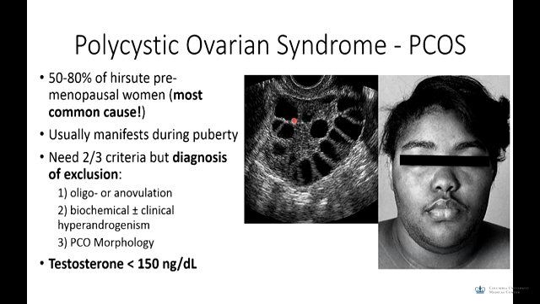This is the #1 cause of hirsutism in premenopausal women and usually manifests during puberty. We already talked about these criteria. But your serum testosterone will be less than 150. And so here's an ultrasound image of this polycystic ovarian morphology. And here is a woman who suffers from PCOS. You can see her facial hirsutism.